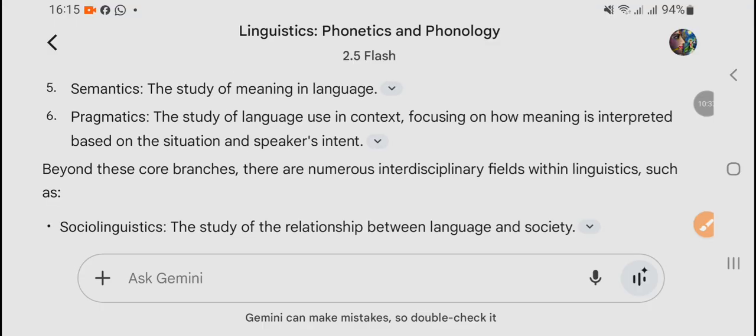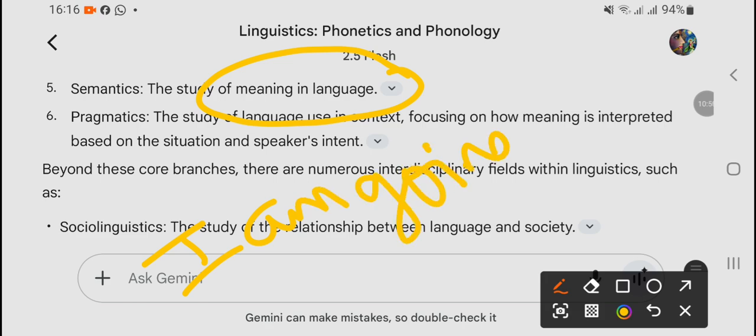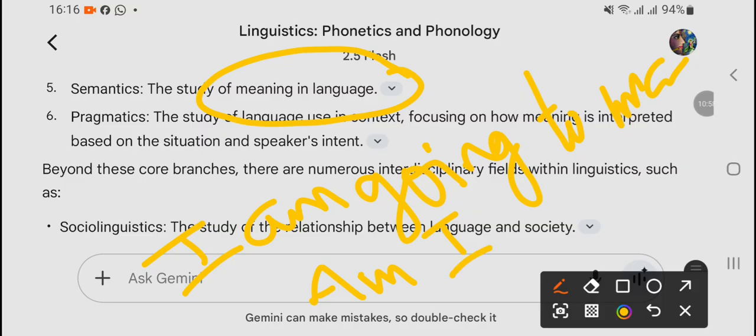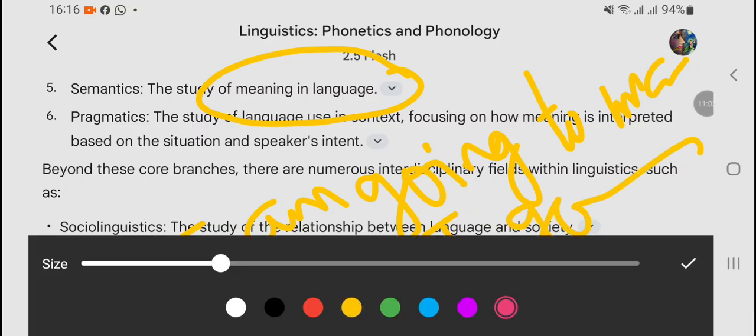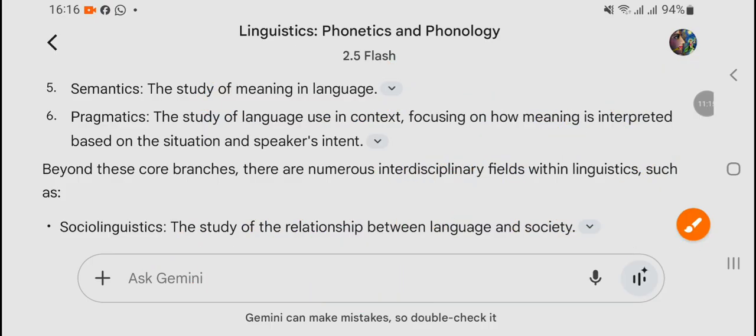Then semantics, the study of meaning of language, right? Suppose I say, "I am going to market," right? And "Am I going to market?" So here the place is changed. The positions of the two words are swapped, so the meaning is changed here. That's a statement and that's a question, right? So this is the study of semantics.